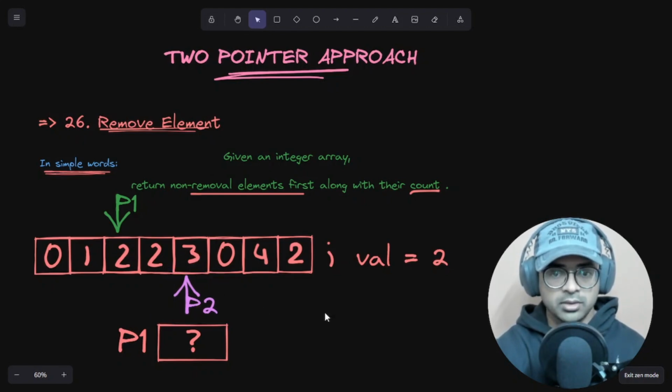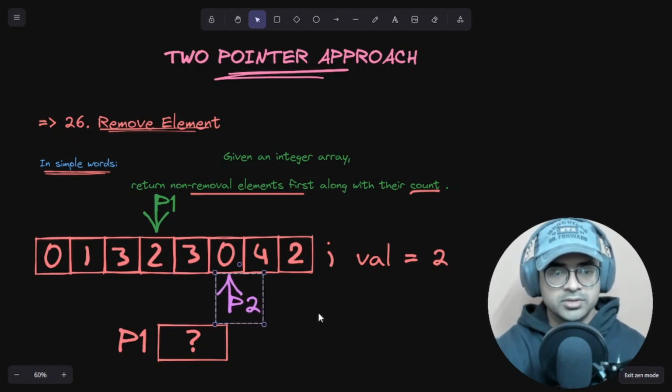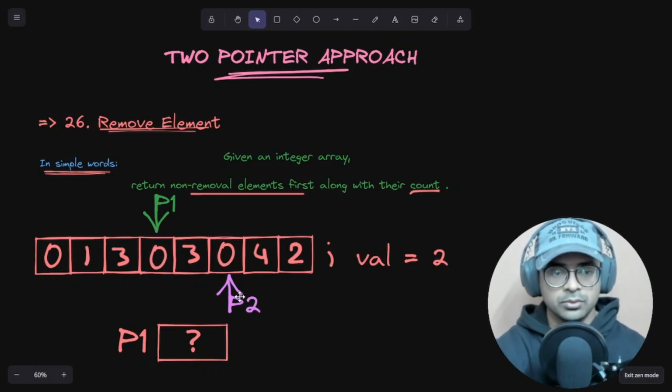Now it has found 3, which is not equal to val. So we are going to assign this 3 to p1. Now remove this, and then we are going to move p1 one step forward. Now let's move p2 one step forward. Again p2 has found a non-removable element, so we will simply copy this, remove this 2 and paste it here. Cool. Now let's move p1 one step forward, and then p2 again moved one step forward, and here p2 found that 4 is also a non-removable element.